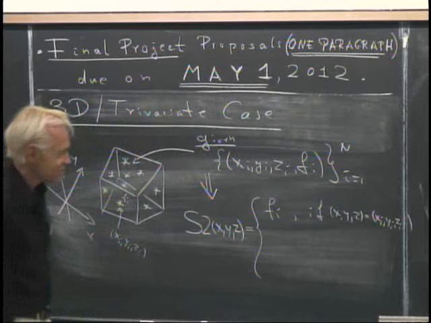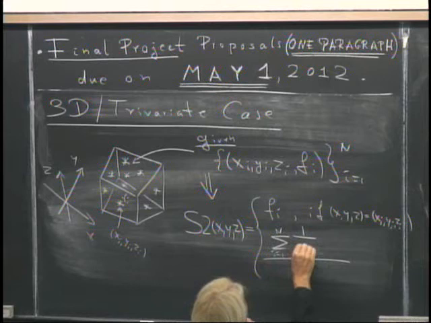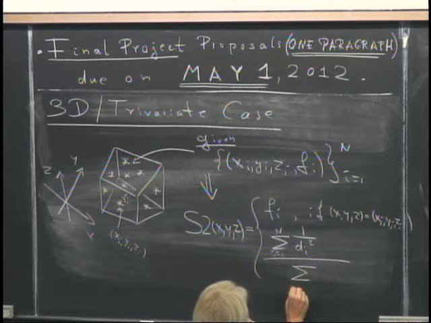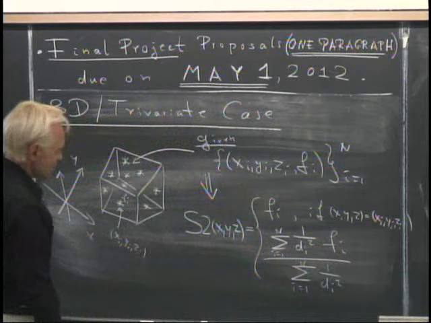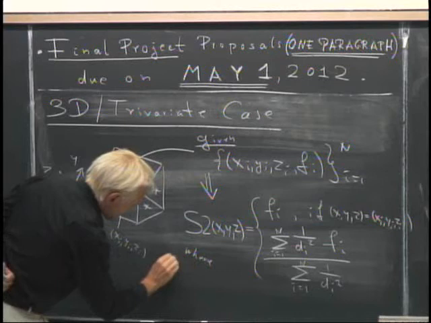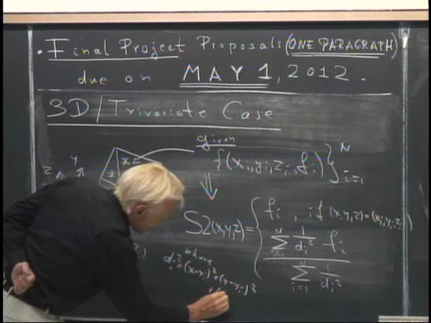And that is again the same. We mix all i from 1 to n. We mix them using weights, which are the distances squared: one over di squared, divided by the sum of all the reciprocal distances squared, i from 1 to n. And we mix the function values. And what is the distance? The distance i squared is now x minus xi squared plus y minus yi squared plus z minus zi squared.